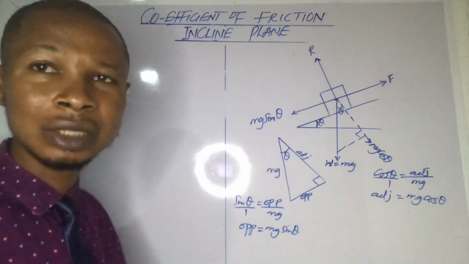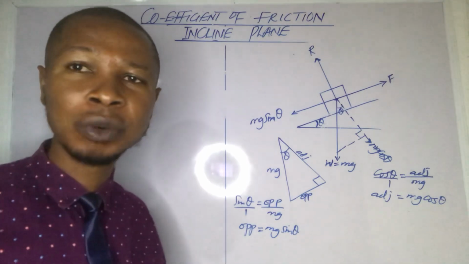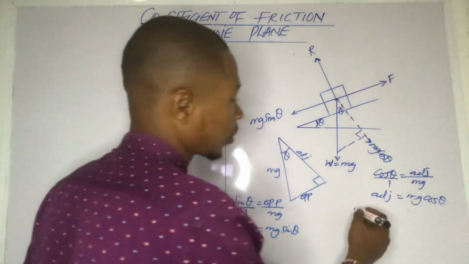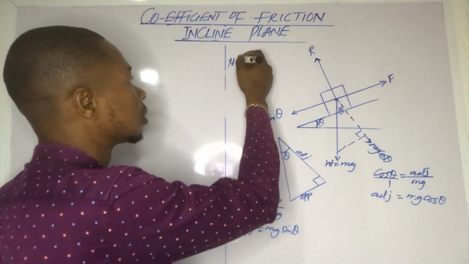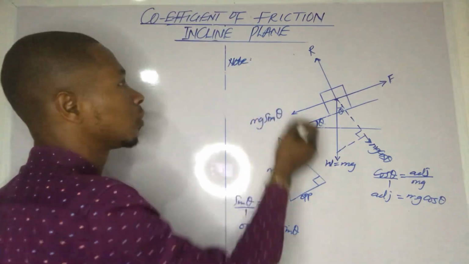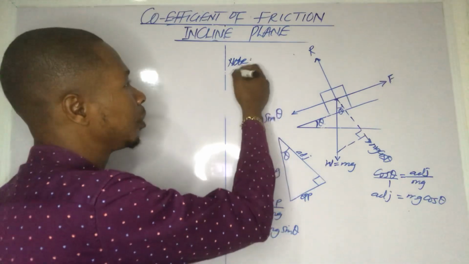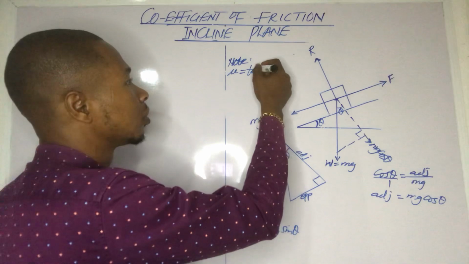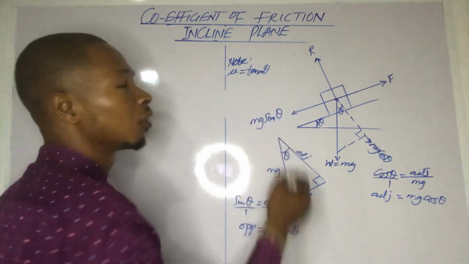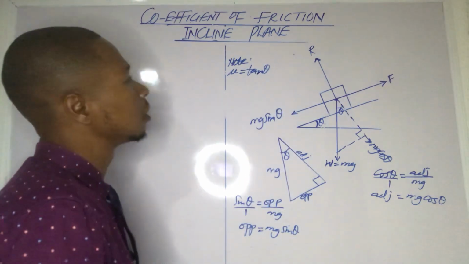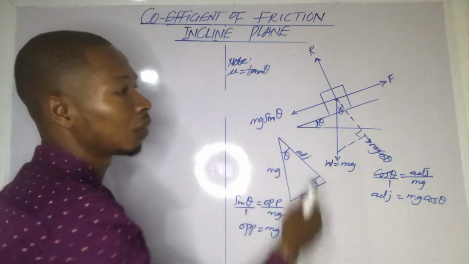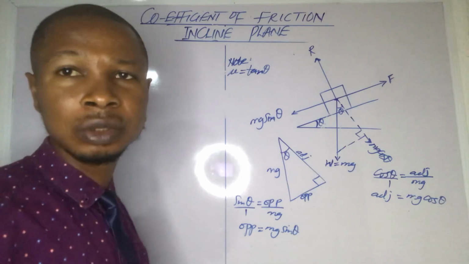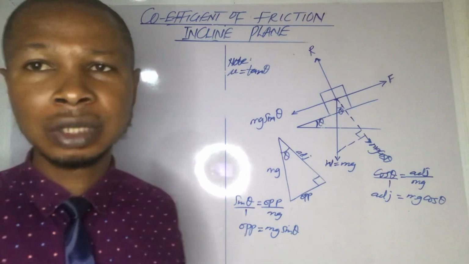We will look at more examples of coefficient of friction of a body that is on an inclined plane. But note that the coefficient of friction of a body on an inclined plane is given by mu equals tan theta. To get the coefficient of friction of a body that is on an inclined plane, you can just use tan theta. Tan of the angle that you are given is the coefficient of friction. We will use this equation when we are looking at examples in our next episode.